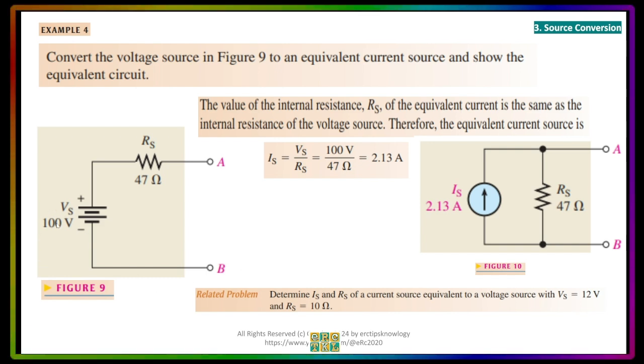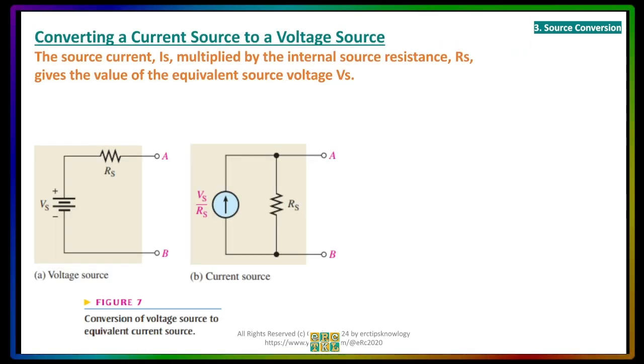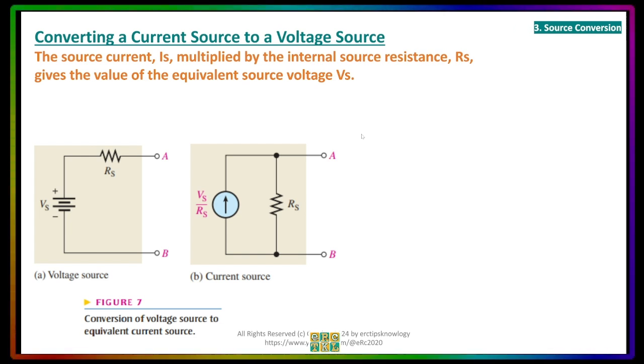The Vs is 12 volts and the Rs is 10 ohms. So what will be the Is and the Rs? Just do it the same way that we did in example 4. Now, converting a current source to a voltage source, let's do the opposite.